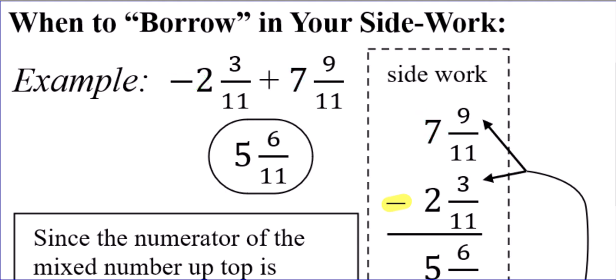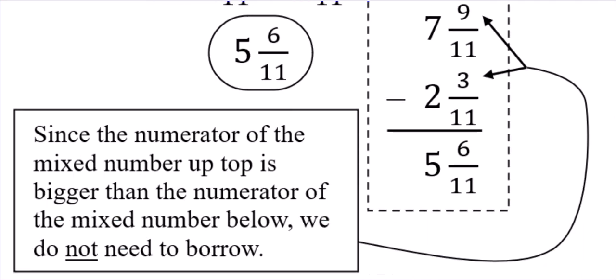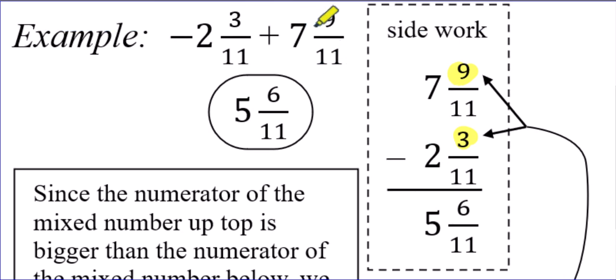All right, so with that in mind, I want you to read this information box as I read it to you out loud. Since the numerator of the mixed number up top is bigger than the numerator of the mixed number below, we do not need to borrow here. Here's what I mean. The 9 up here is bigger than the 3 down here. No need to borrow. 9 minus 3 is 6. The whole number is subtracting, pretty easy as well. You're going to get 5. And then since the positive number had the bigger absolute value, the answer stays positive.